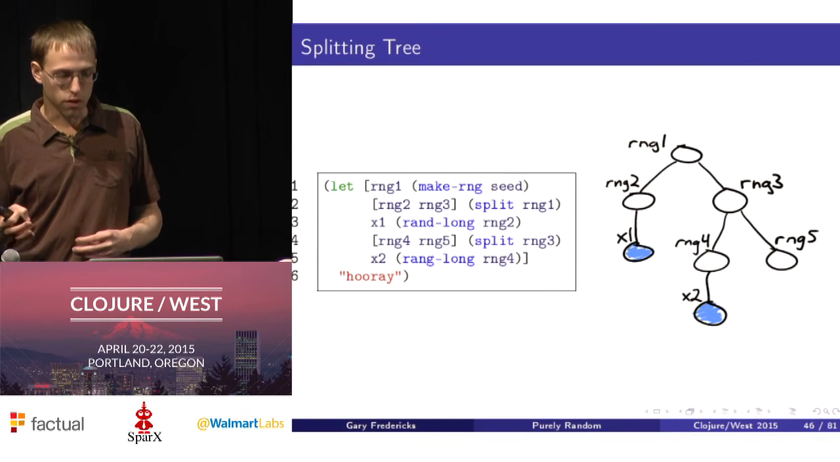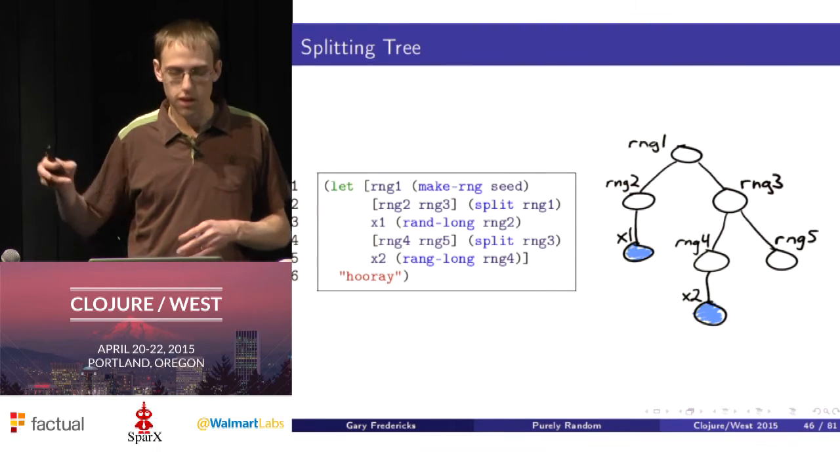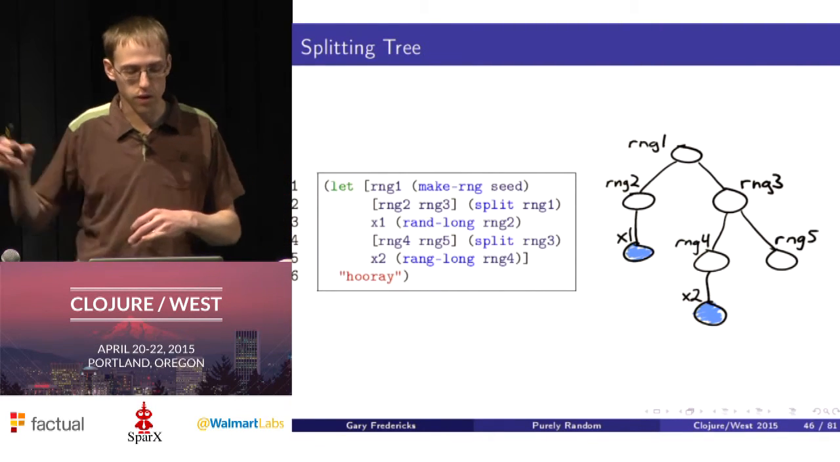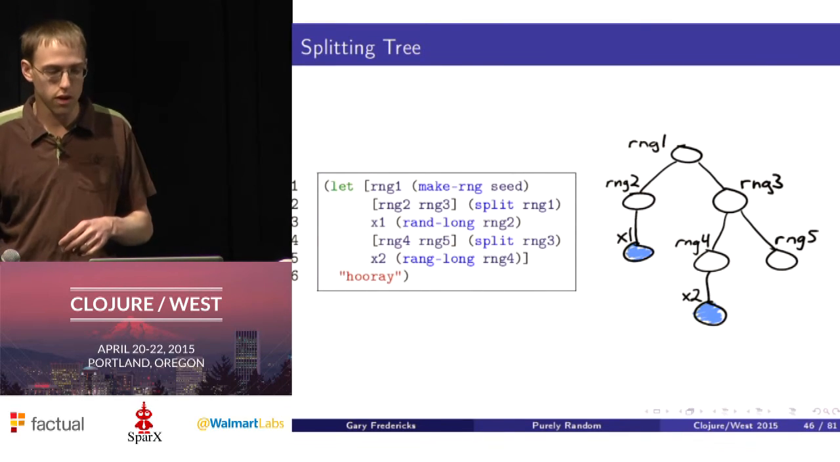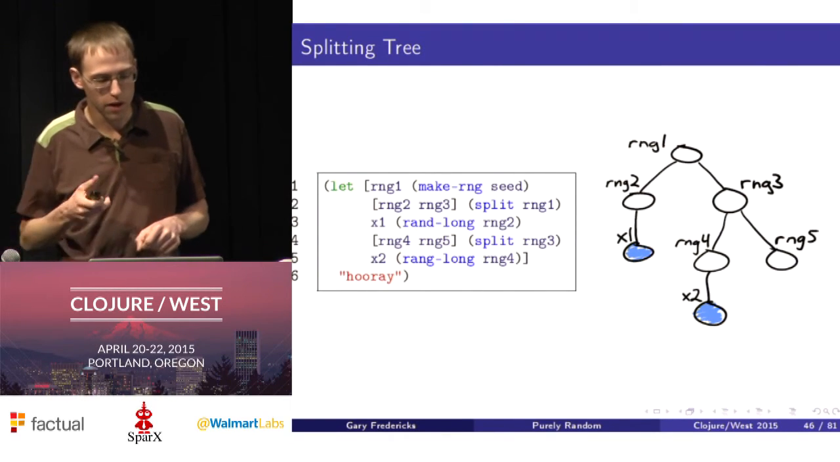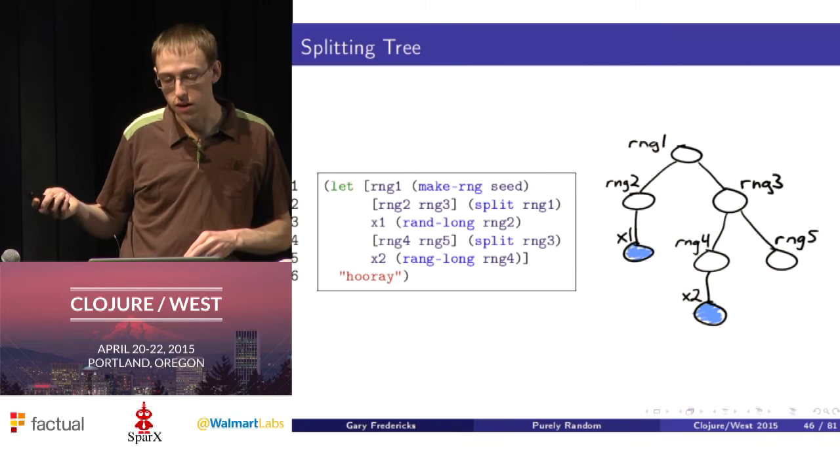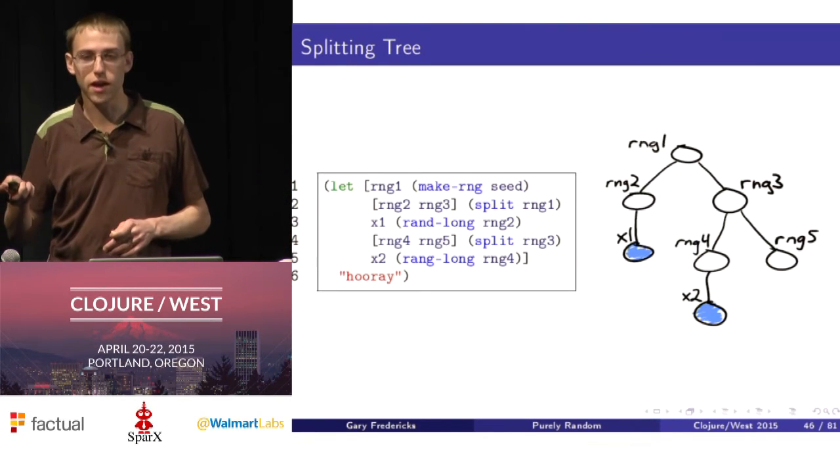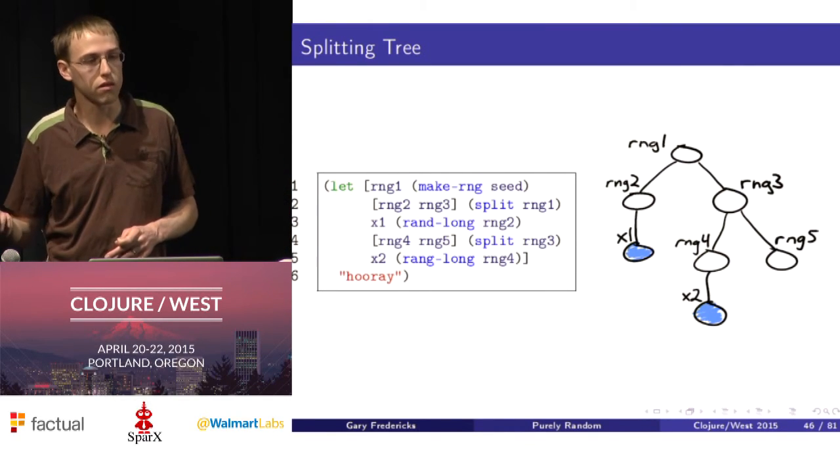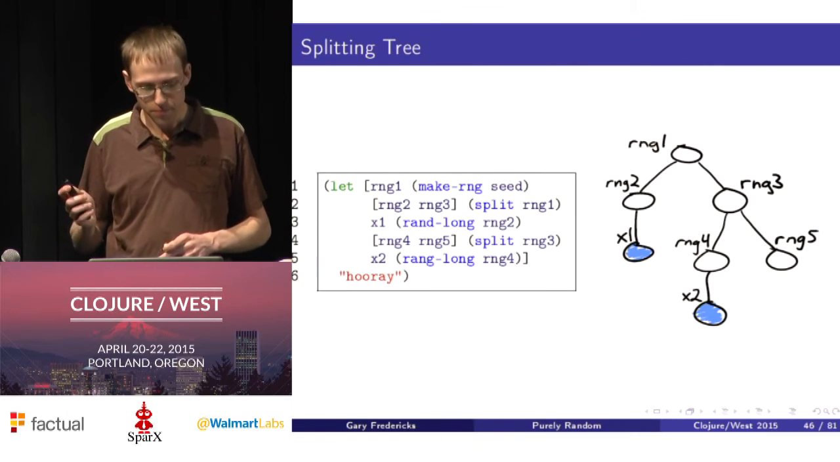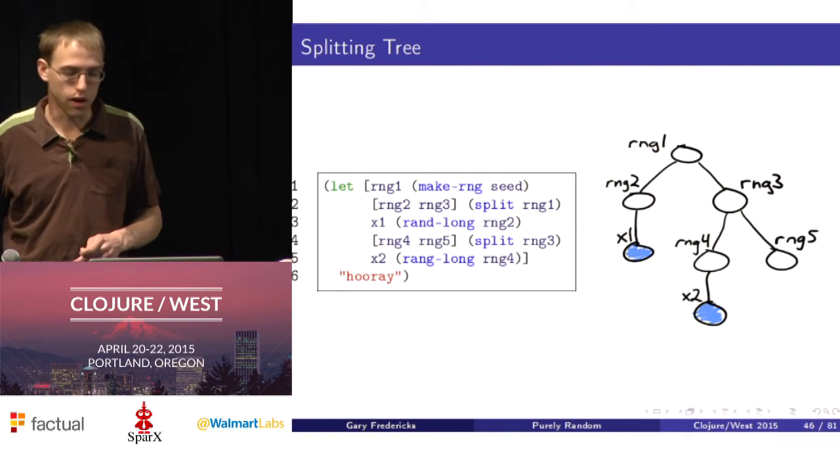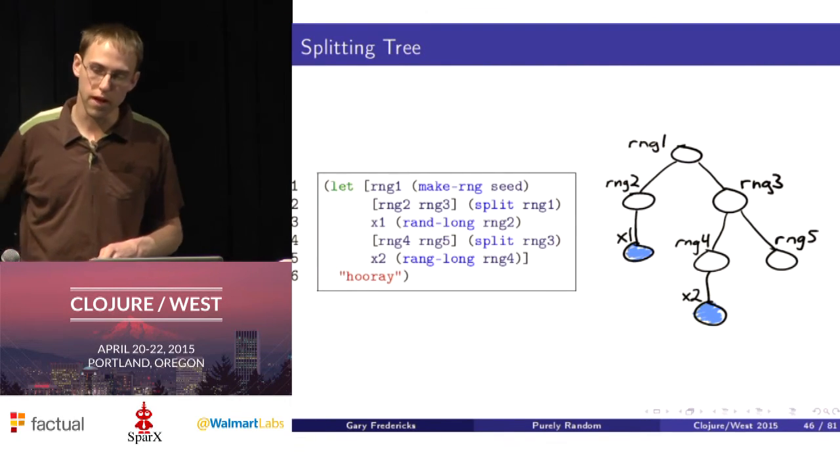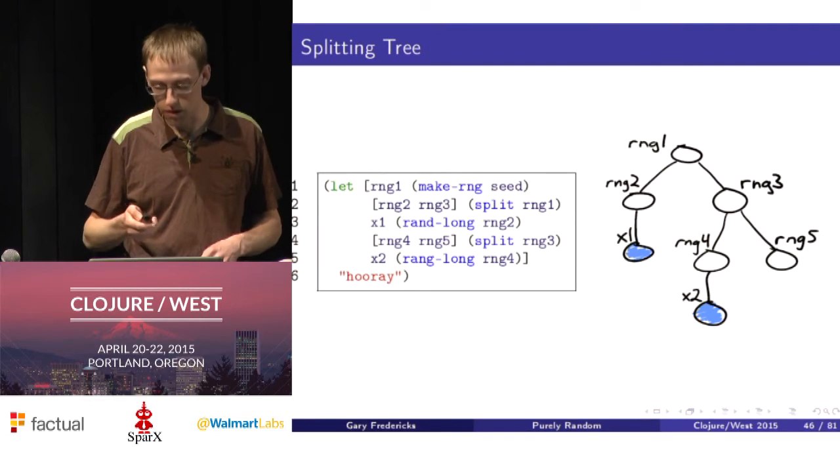We start with RNG1, created from the seed. That's the root of our tree. When we call split on it, we get 2 and 3, which are the child nodes. If we generate a number from RNG2, we'll call that x1. And in the tree, I've colored all the numbers that we generate blue. If you take RNG3 and split that into 4 and 5, generate x2 from 4, etc.